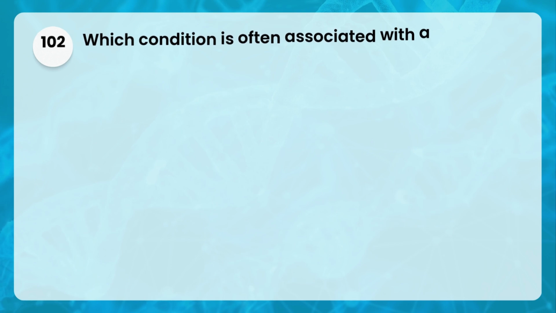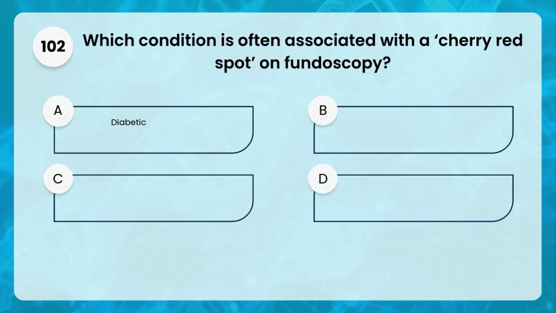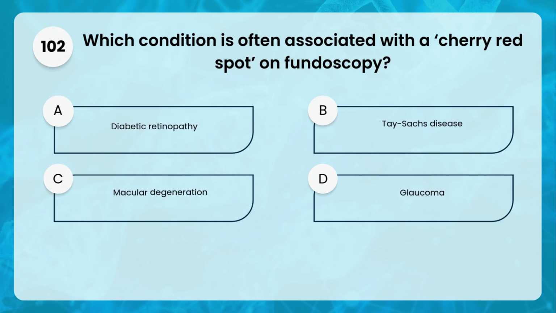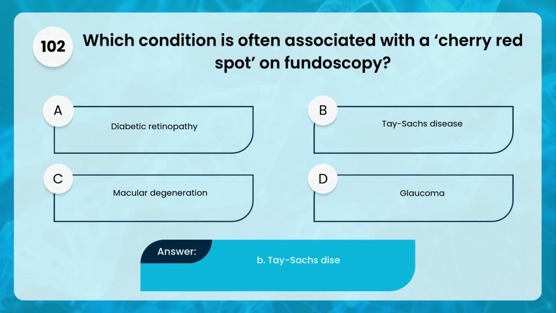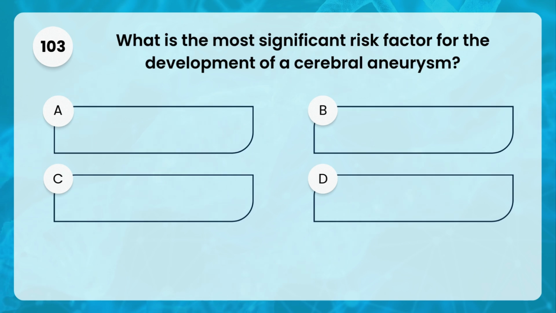Number 102. Which condition is often associated with a cherry red spot on fundoscopy? A. Diabetic retinopathy. B. Tay-Sachs disease. C. Macular degeneration. Or D. Glaucoma. The answer is B. Tay-Sachs disease.